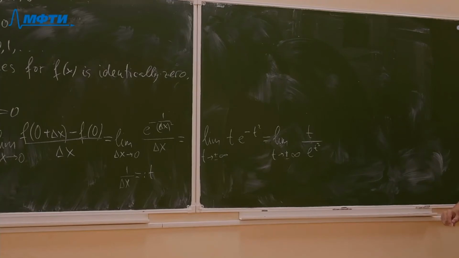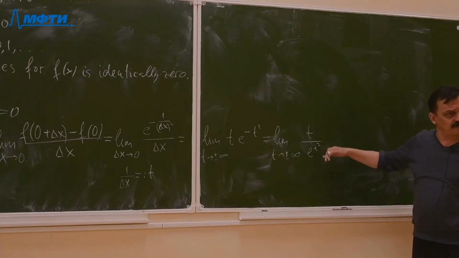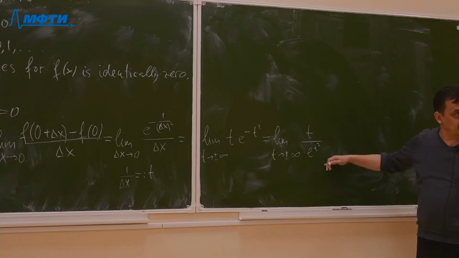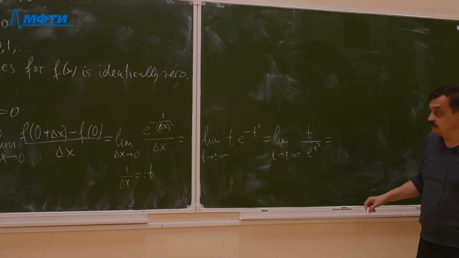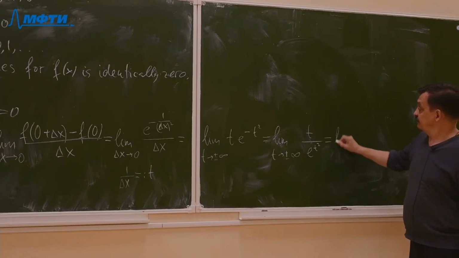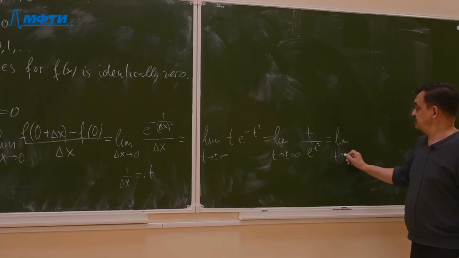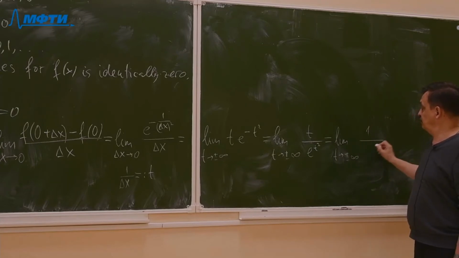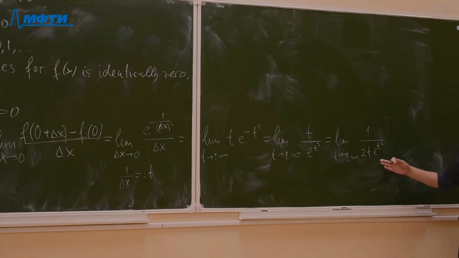And then it is clear what is going on. At the moment we have infinity over infinity, right? And we have L'Hopital rule, right? Use L'Hopital rule. We have then the limit as t tends to plus or minus infinity of 1 over 2t times e to the power t squared. And now it is clear what is the result. We have infinity in the denominator, 1 in the numerator, that is 0, right?